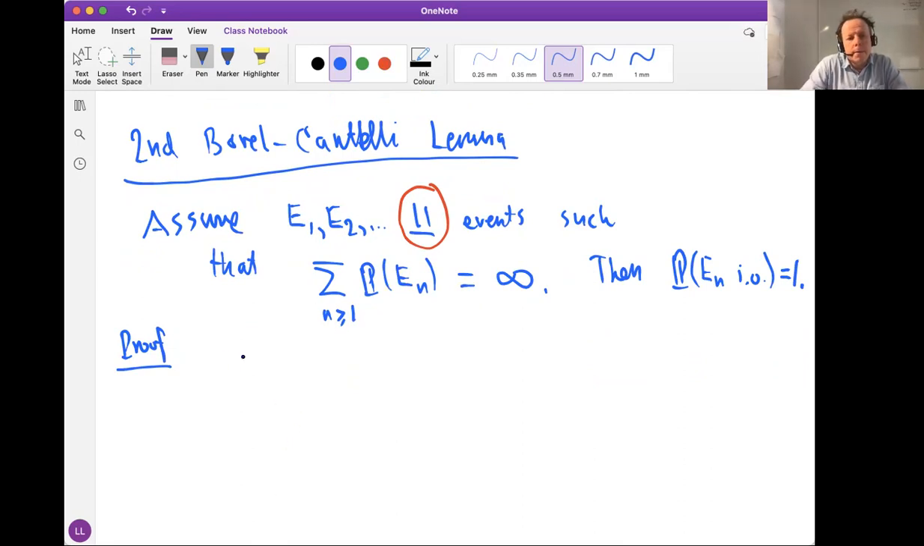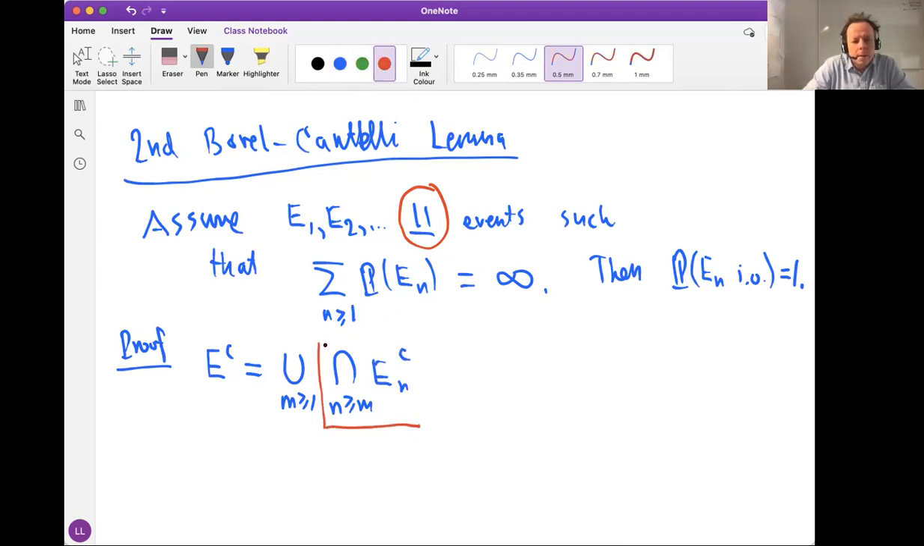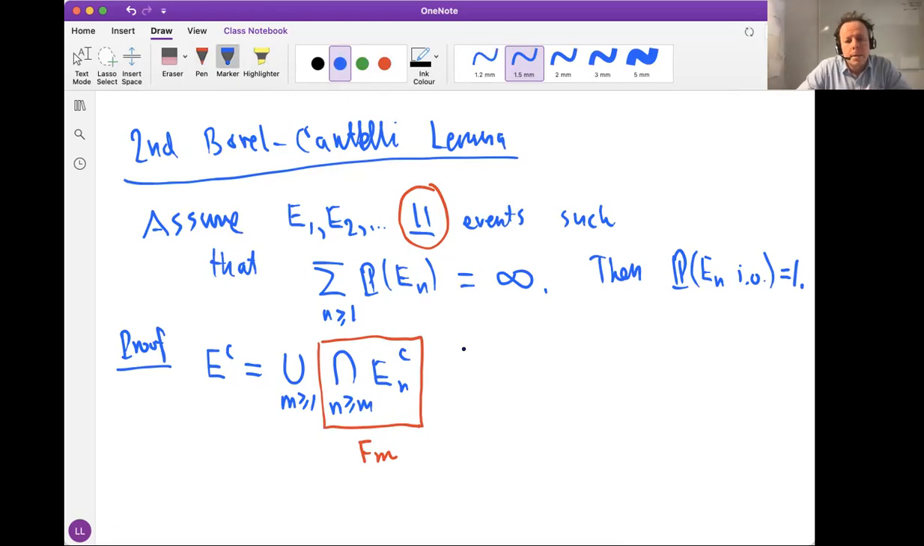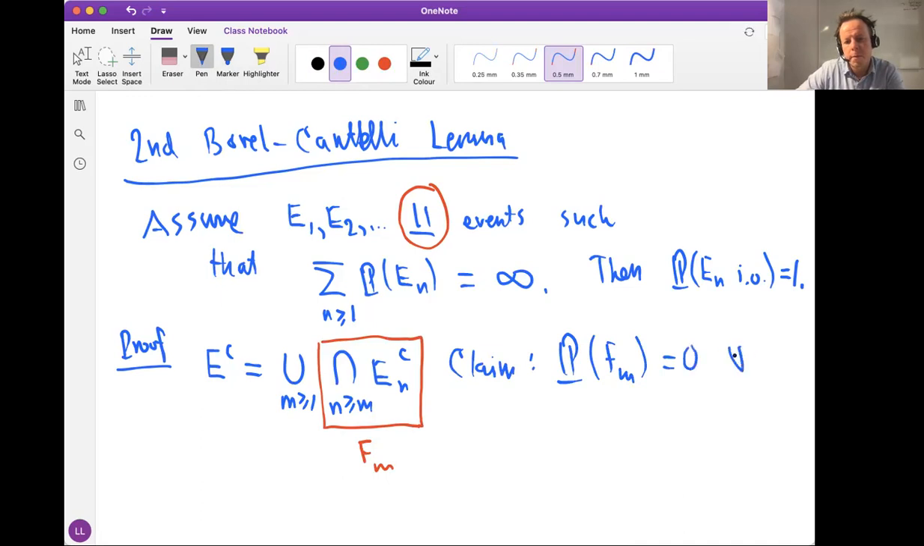Let's now study the complement of this event. So let's write E complement. And now we use De Morgan's law, which says that we can take the union over M of the intersection over N bigger than M of En complement. Let's call this set Fm. So we have a union of these Fm's. The claim is that the probability of Fm is 0 for all M. That's what I would like to claim now.